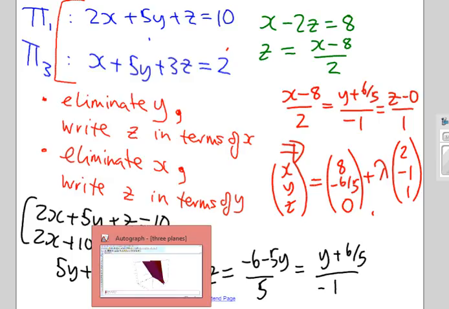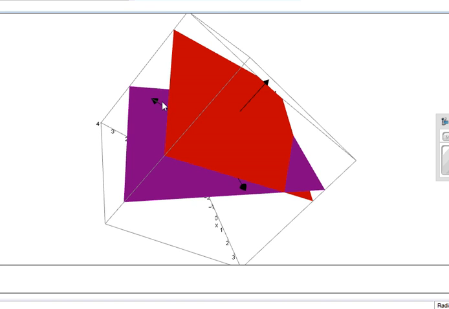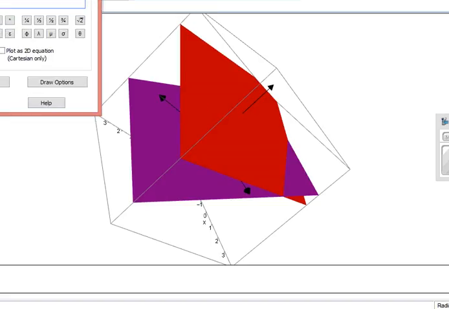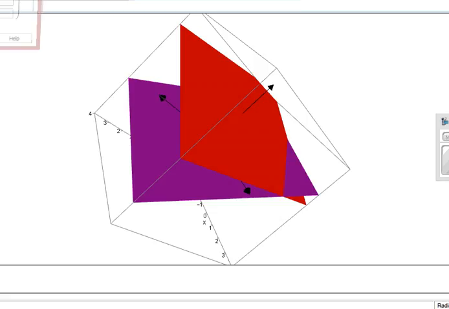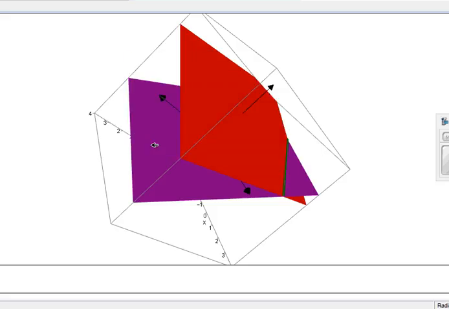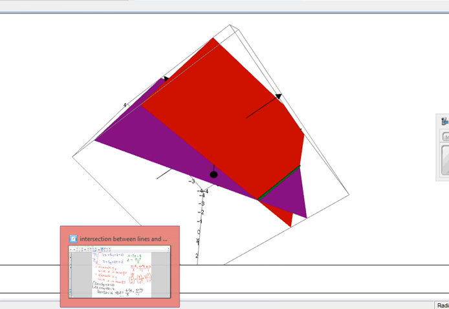So if I go to my Autograph sketch, I've got the two planes there. You can see they're not parallel and that they meet in a line. And if I enter the equation of the line, which was (8 minus 6/5, 0, 2) plus lambda (minus 1, 1), okay, there's the line of intersection right there. Cool.